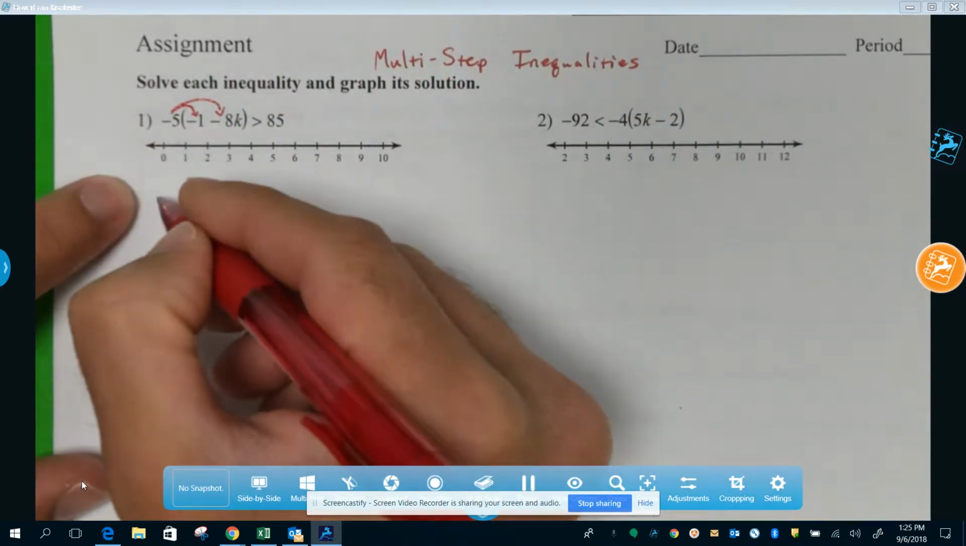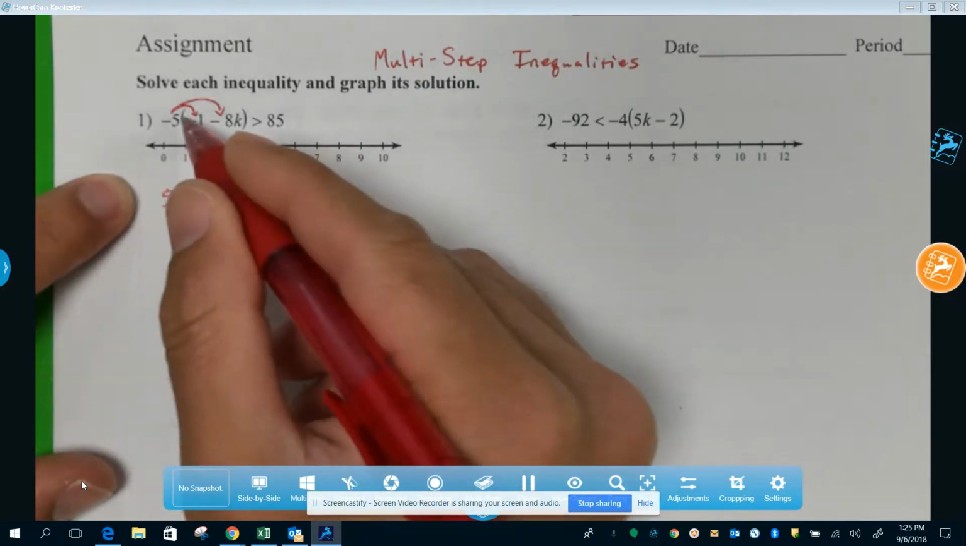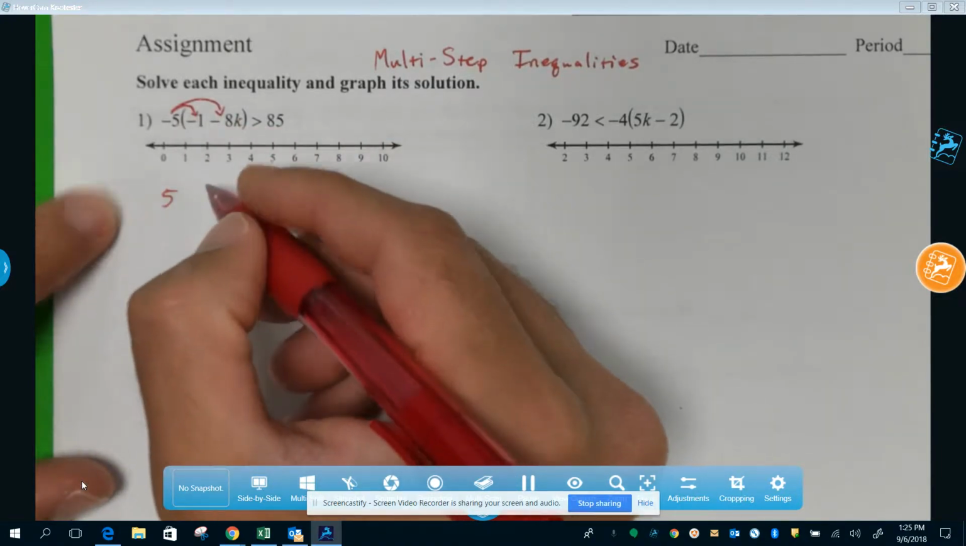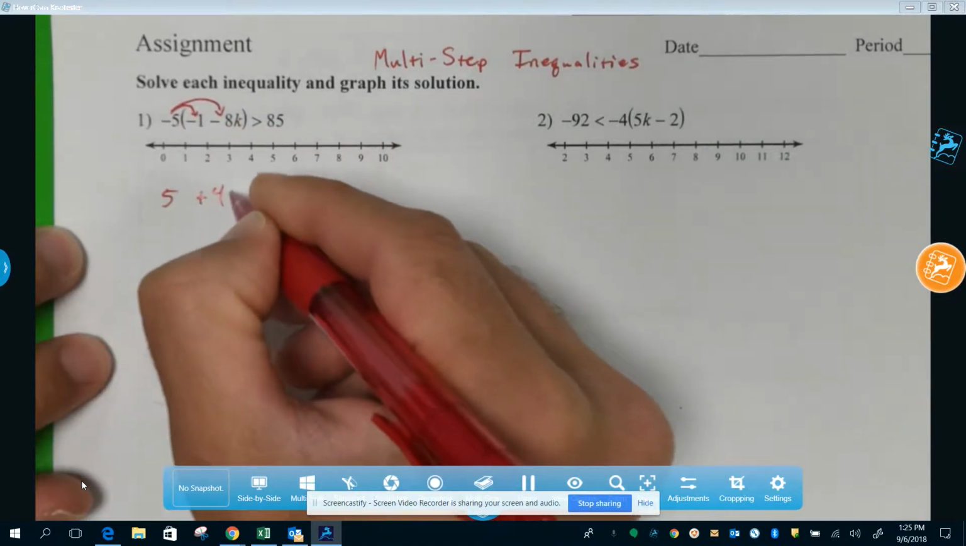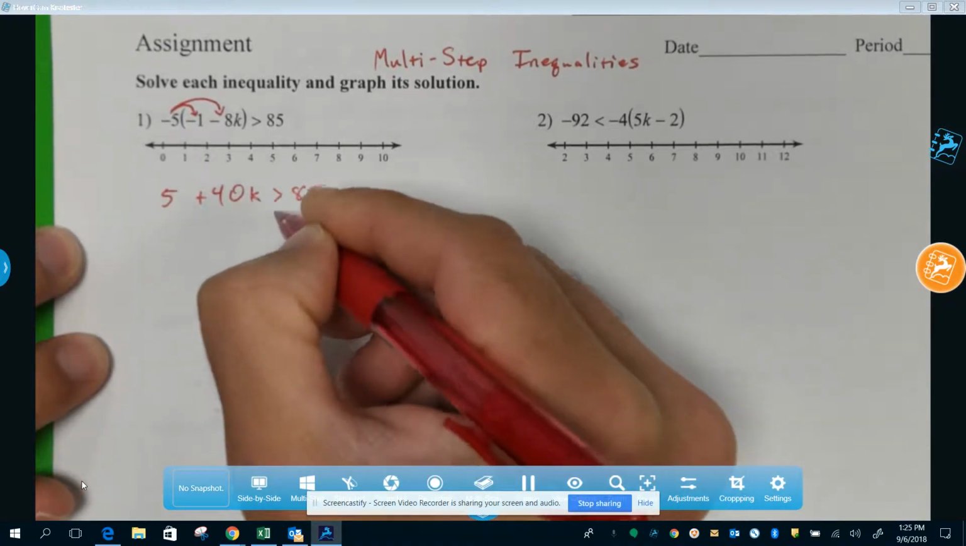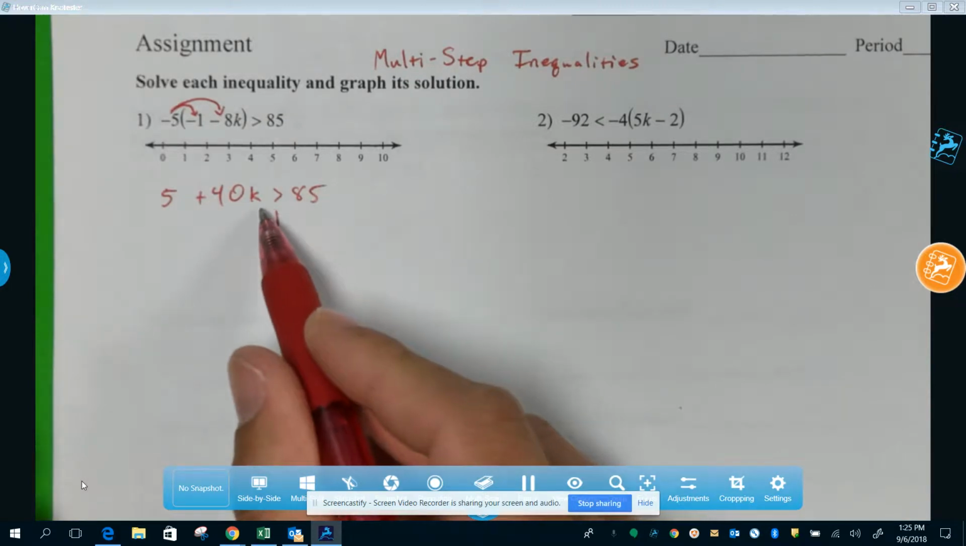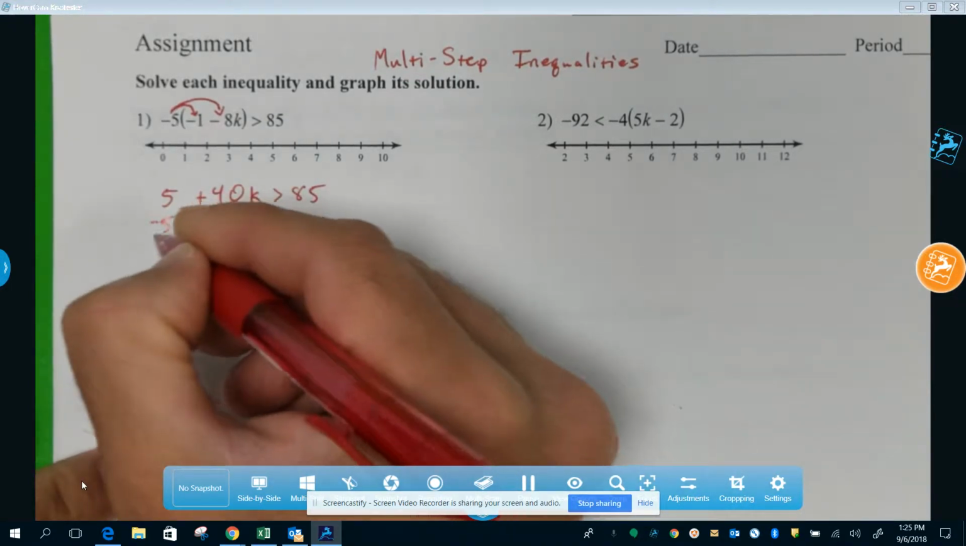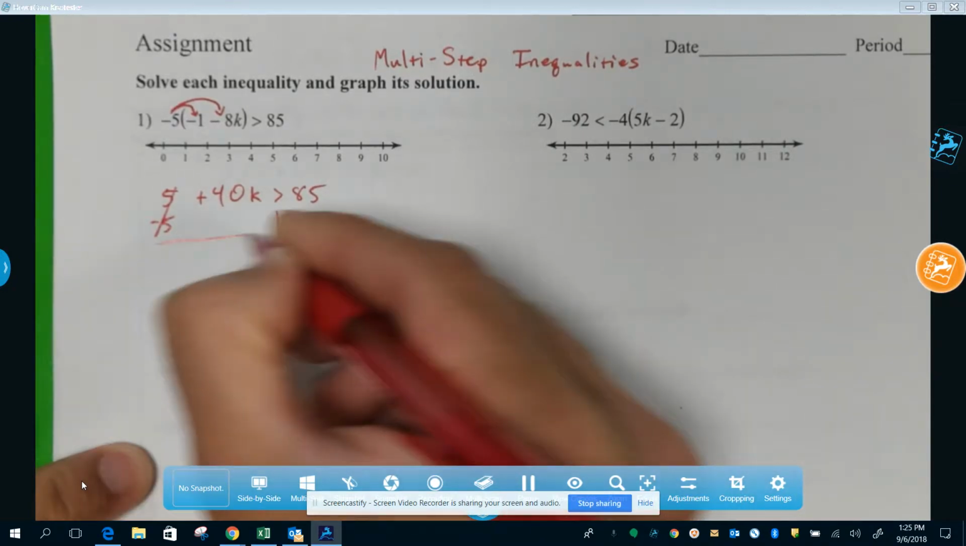So -5 times -1 gives me a +5. -5 times -8k gives me positive 40k. And then I have a greater than 85. All right, so our goal here is we are trying to get our variable by itself. We're trying to get the k by itself. So we're going to subtract 5 from the left and the right.